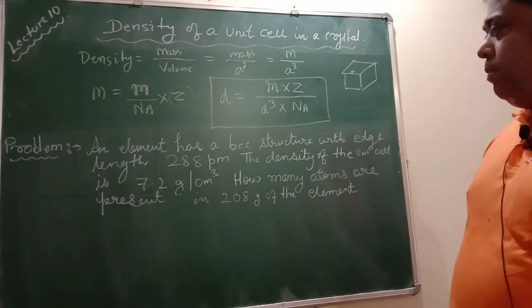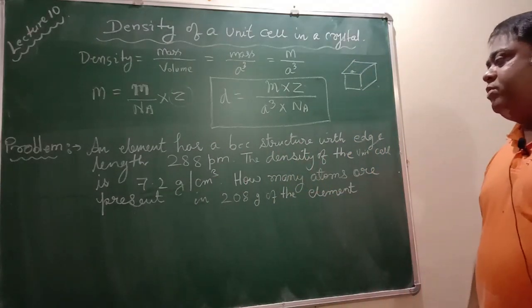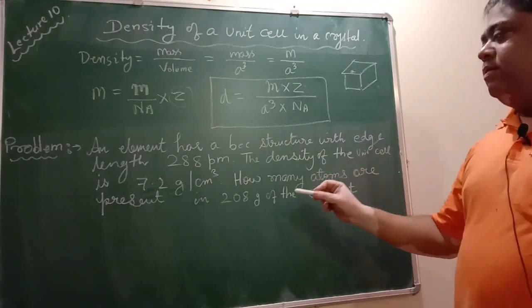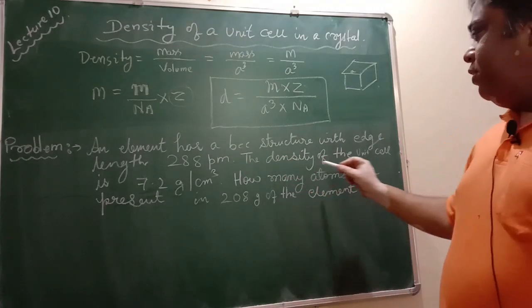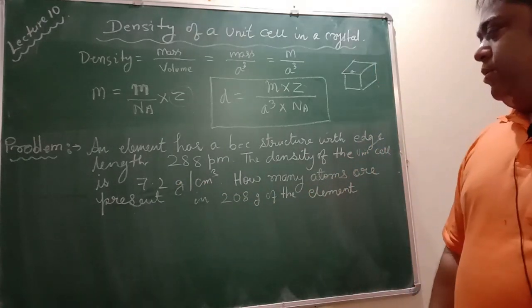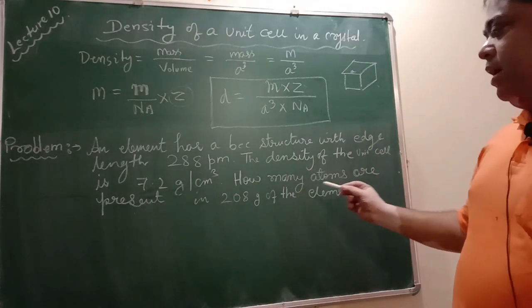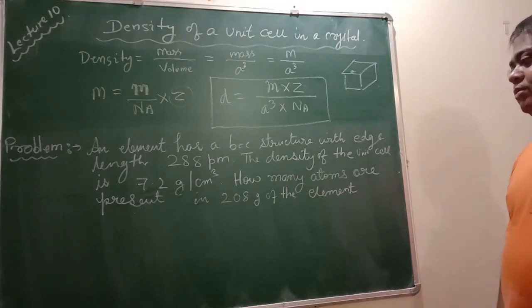Say one problem is here: an element has a BCC structure, so very clearly Z is equal to 2, with edge length 288 picometer, and density of the unit cell is equal to 7.2 gram per centimeter cube. How many atoms are present in 208 gram of the element?